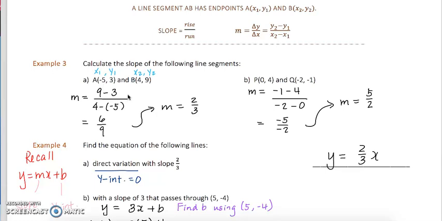So 9 minus 3, you get 6. 4 minus negative 5, you get 9. Reduce or simplify this fraction into 2 over 3, and this is the slope of the line segment AB.